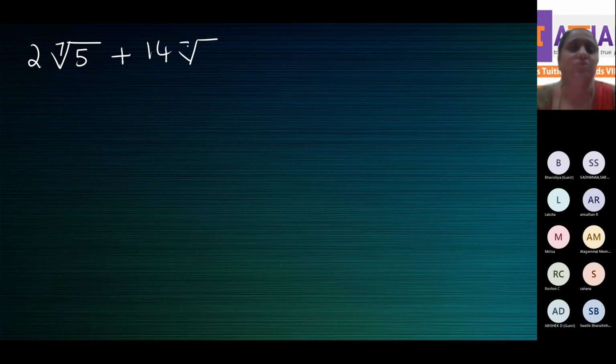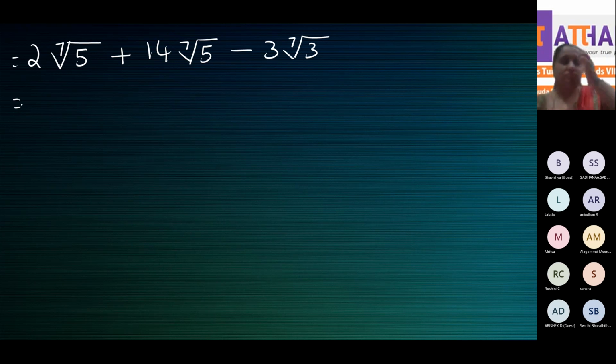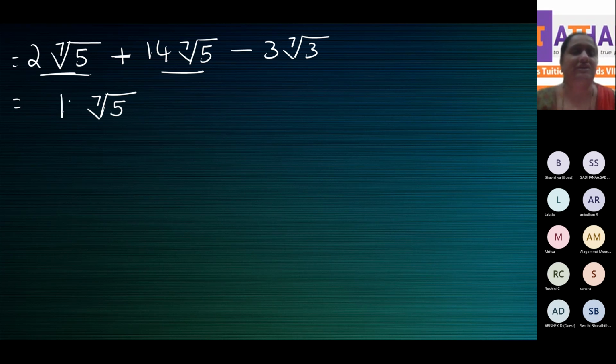Now supposing you had 2 7th root of 5 plus 14 7th root of 5 minus 3 7th root of 3. What's the result, children? Now it's addition. So these are like surds, this one and this one. So you can add, write that 7th root of 5 as it is. 2 plus 14, 16, correct?